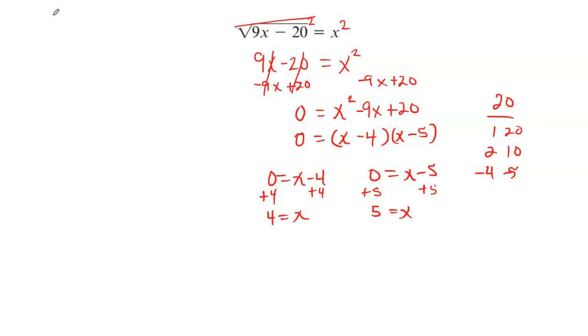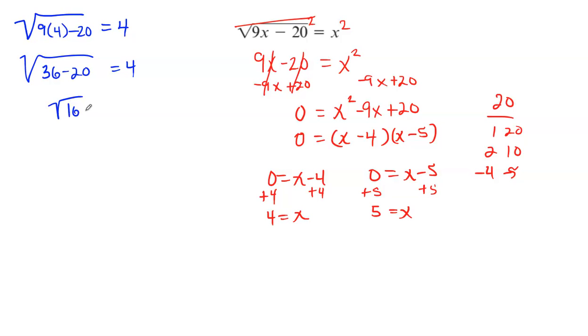Let's start by checking 4. So again, you write down the original equation but replace the x's with 4. So I had 9 times x, so 9 times 4, because that's the solution I'm checking, minus 20. We're seeing if the square root of that is equal to x. My x, again, was 4. That's the one I'm checking. 9 times 4 is 36. 36 minus 20 is 16. And the square root of 16 is 4. So yes, this first solution does work out.